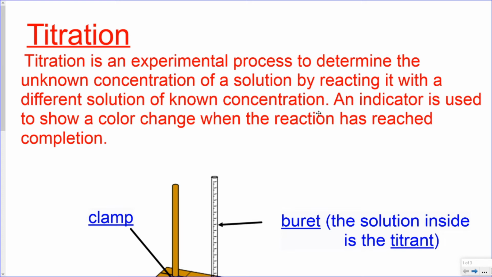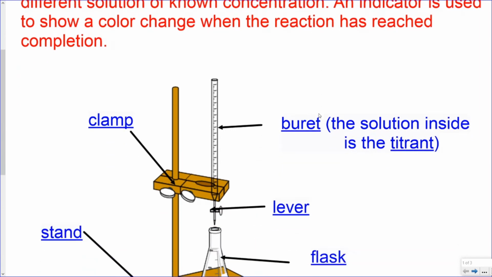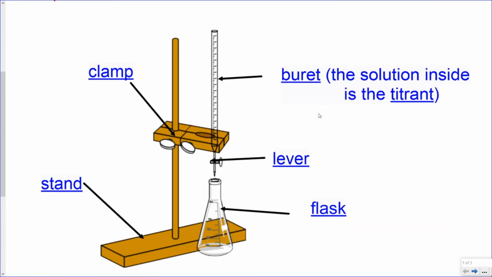So here's the setup, and then I'll show you how we'll actually do a calculation using this. So we have a stand right here. On the stand, it has a post with a clamp on it. That clamp is holding what's called a burette. And one of the solutions, the solution that we know the concentration of, is going to go into our burette.